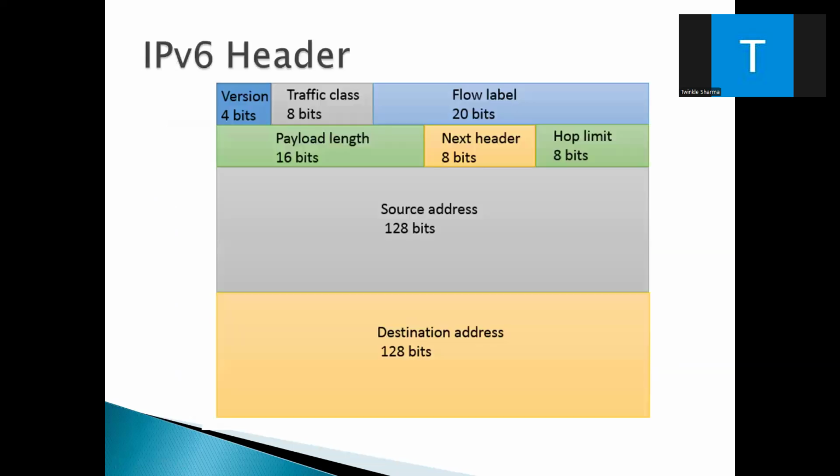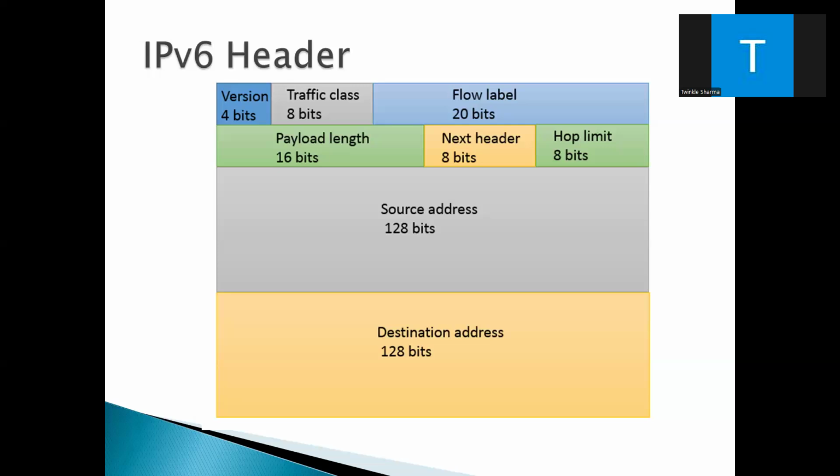Then we have the IPv6 header. The IPv6 header has 8 fields. In IPv4, how many fields do we have? Sorry, 12. Here we have 8 fields. So the IPv6 header is 40 bytes long, whereas the IPv4 header is 20 bytes. Two times larger.